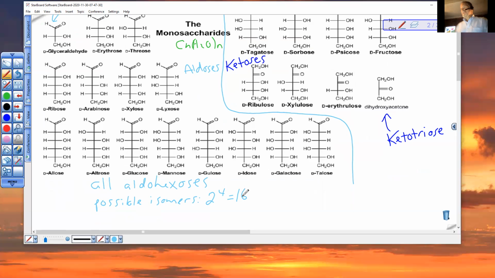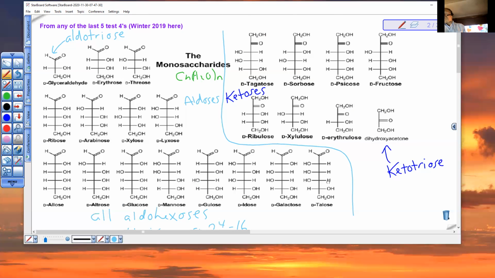Well, the answer is these are all the D sugars. Notice the name in front of every sugar save one on this page. Every name has a D in front. And where is that sugar that doesn't have the D in front? It's this one right here. Why is there no D in front? Well, as promised, I will explain what the D means.